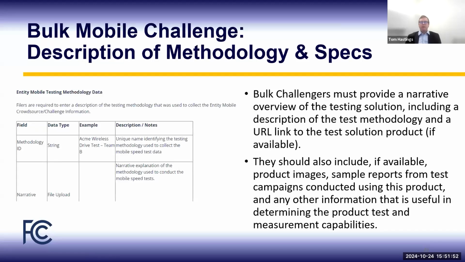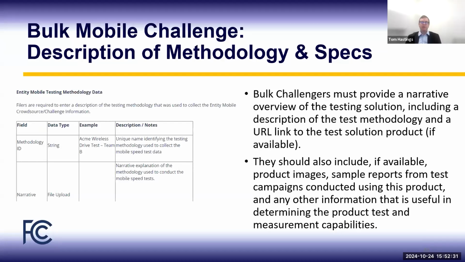Challengers using their own hardware and software must also submit a full description of the methodology used. These required metrics include temporal elements as noted earlier. These metrics include information about the geographic coordinates, service provider being tested, signal strength, download and upload speeds, latency, and other important data. Challengers must also provide a narrative overview of the overall testing solution, including a description of the test procedures and whether the testing was app-based, software-based, or hardware-based. The type of software and hardware used for the testing and, if available, a URL link to the software and hardware products used.